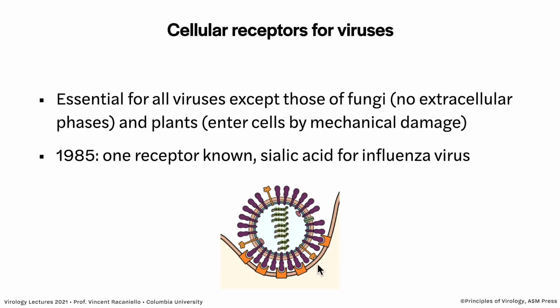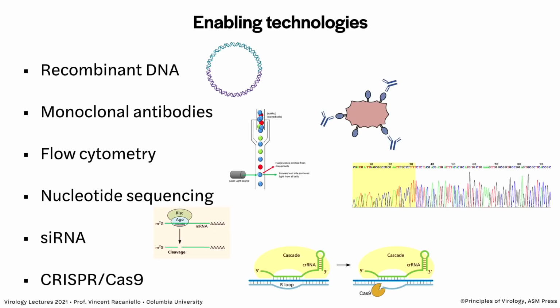But after that, there was an explosion in the discovery of receptors for viruses. And this is because of enabling technologies that made it possible, which weren't available before 1985. For example, recombinant DNA, the ability to clone genes, let us say, well, if we put this gene on a plasmid and put it in a cell, will it make a receptor that the virus can bind to?